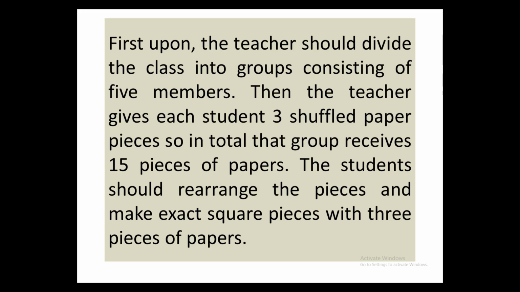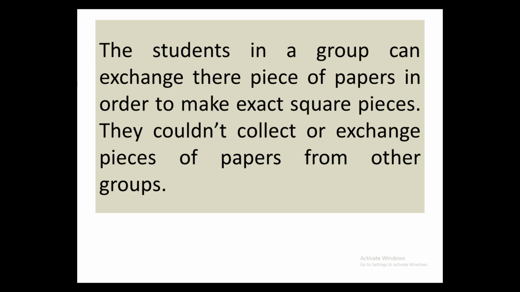First of all, the teacher should divide the class into groups consisting of 5 members. Then the teacher gives each student 3 shuffled paper pieces. So in total, that group received 15 pieces of paper. The students should rearrange the pieces and make exact square pieces with 3 pieces of paper. The students in a group can exchange their pieces of paper in order to make exact squares. They can't collect or exchange pieces of paper from other groups.